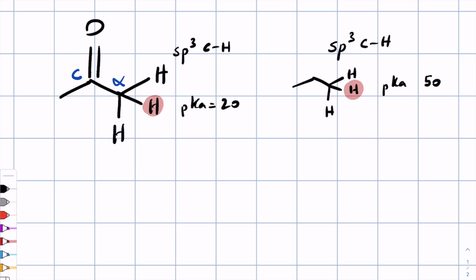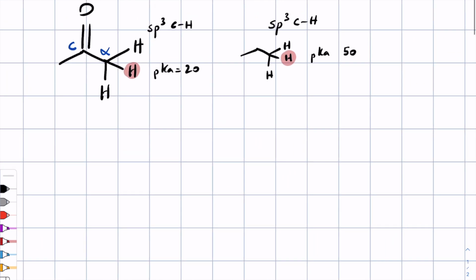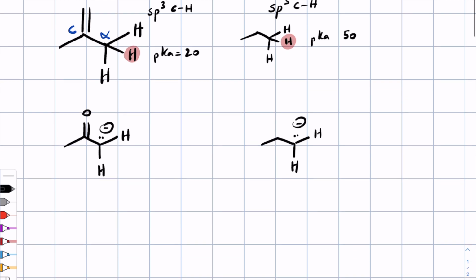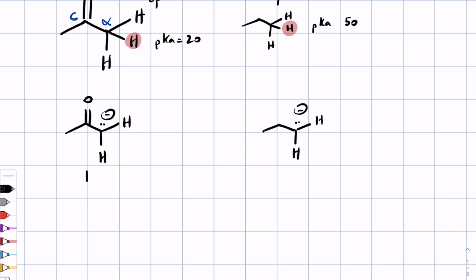And this is getting in the range of things that are maybe accessible to bases like hydroxide. Let me draw for you the conjugate base of these two molecules, and that will help explain why that proton alpha to the carbonyl is so much more acidic than just a regular sp3 hybridized carbon-hydrogen bond. All right, so here are the two carbanion conjugate bases. And the one on the left has resonance stabilization because of that neighboring carbonyl group.